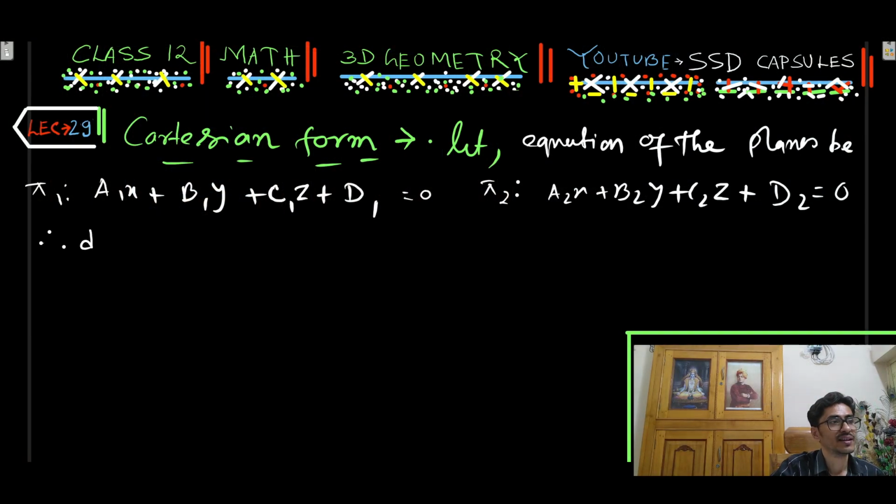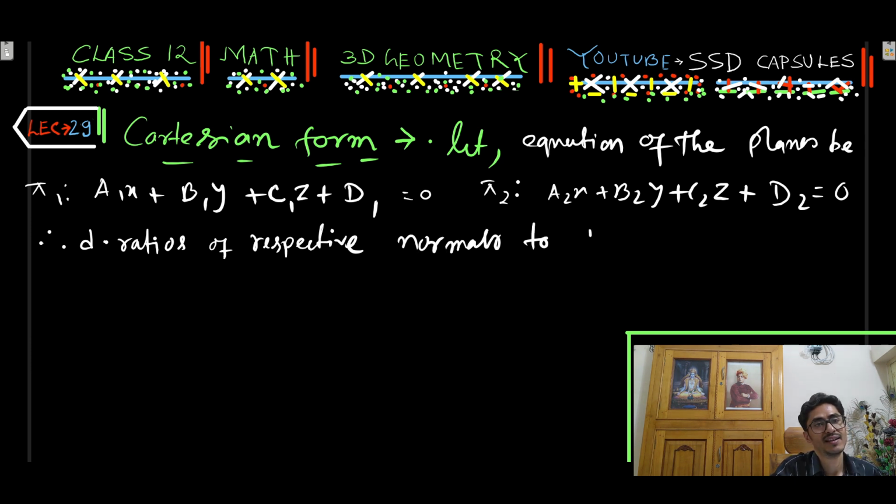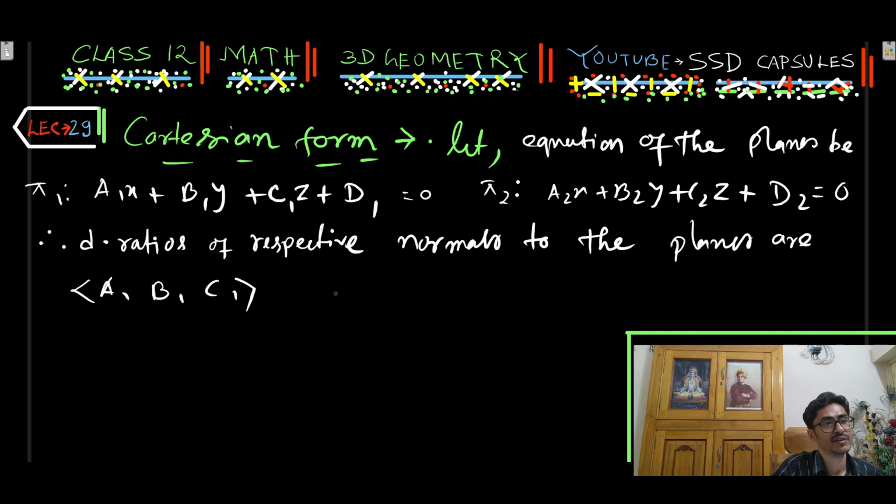Are the direction ratios of the normals to the respective planes. So therefore direction, in short I am writing direction ratios, D ratios. You should write direction ratios in full. So direction ratios of the respective normals to the planes are a1, b1, c1 and a2, b2, c2.